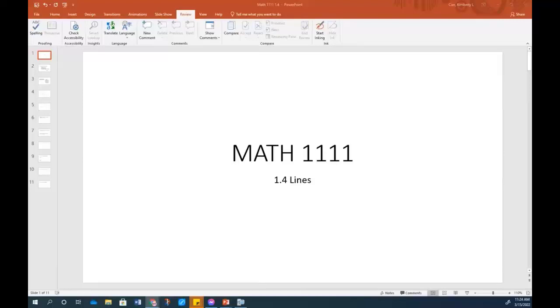Hello, this lesson is 1.4 about lines, and it's very similar to the 1.3 lesson. So if you've done well on that, you're probably just about ready to get going on this one.